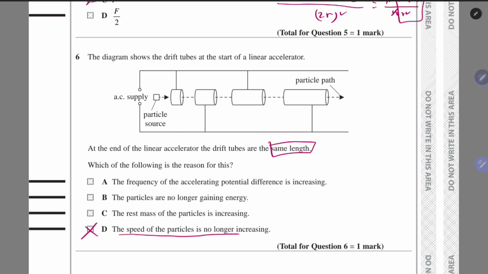The speed of the particle is no longer increasing, because you can see in the diagram, the lengths are increasing. If the lengths are increasing, the speed will increase obviously. So here, as the lengths are the same, the speed is not going to be increasing anymore.